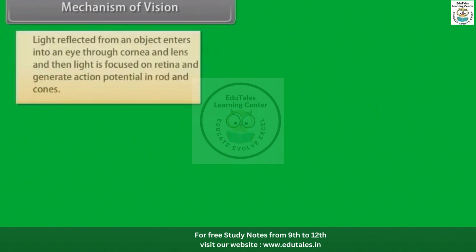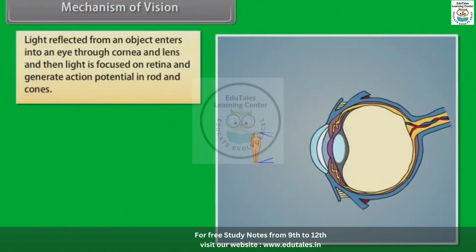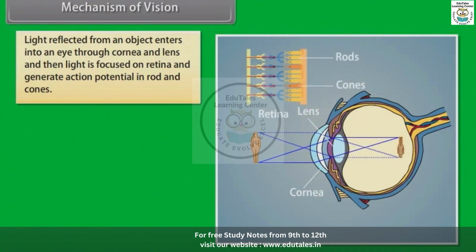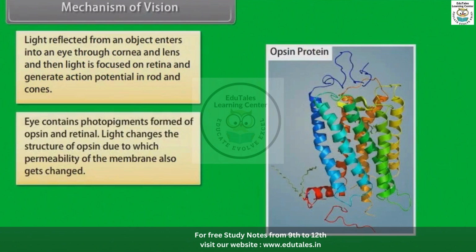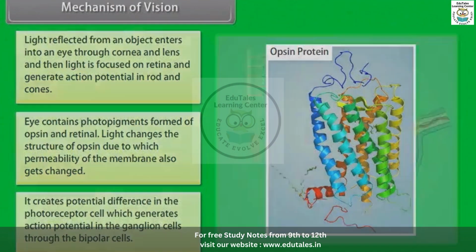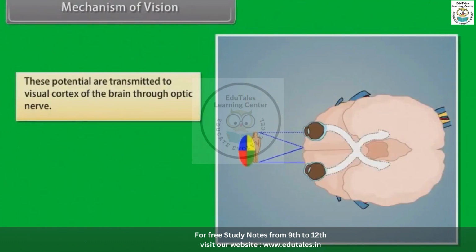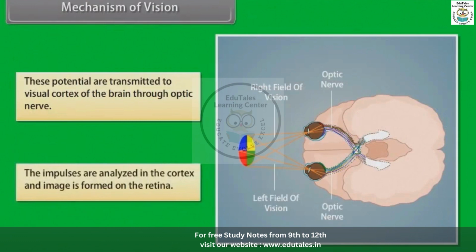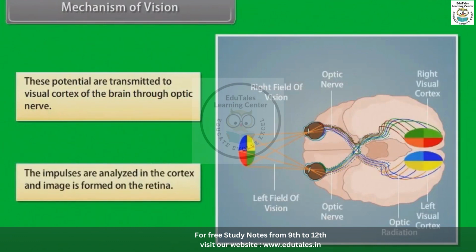Mechanism of vision. Light reflected from an object enters the eye through the cornea and lens, and then the light is focused on the retina and generates action potentials in rods and cones. The eye contains photopigments formed of opsin and retinal. Light changes the structure of opsin, due to which the permeability of the membrane also changes. It creates a potential difference in the photoreceptor cell, which generates action potentials in the ganglion cells through the bipolar cells. These potentials are transmitted to the visual cortex of the brain through the optic nerve. The impulses are analyzed in the cortex, and the image is formed.